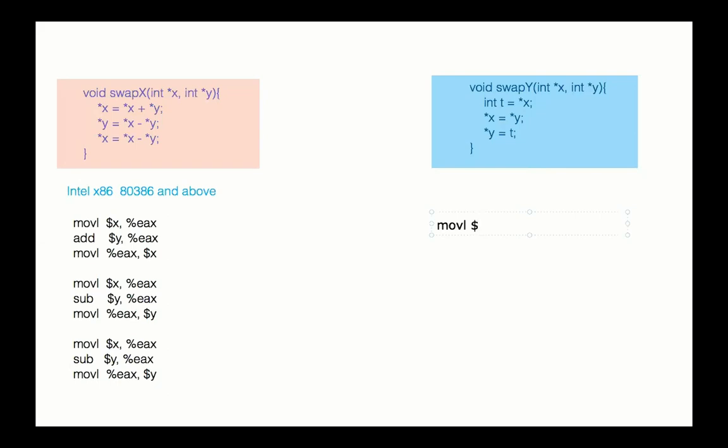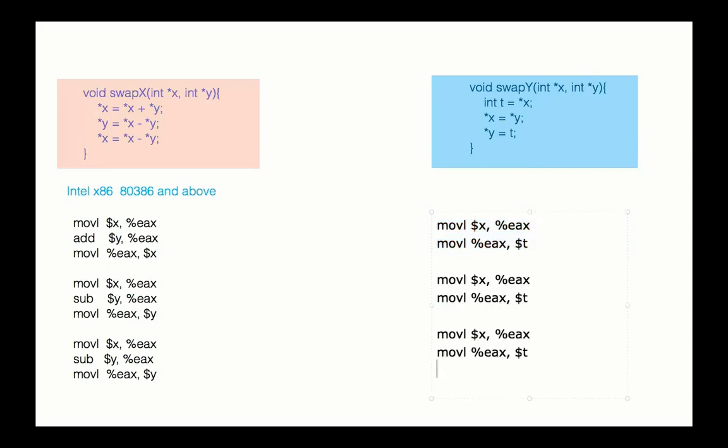You can see on the right-hand side for swap Y, I'll say something like move L, and then X moves to eAX, and then let's move the eAX register back to temporary, which is $T, and then I do a load and store for the same over here.